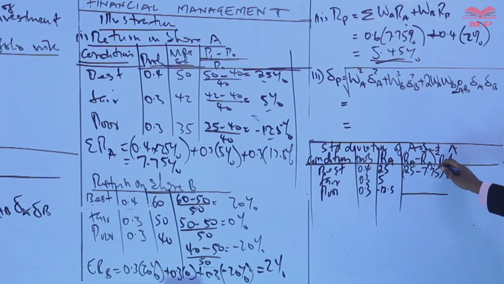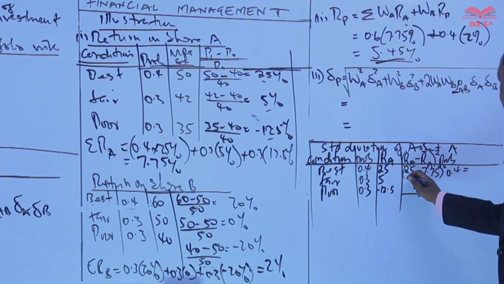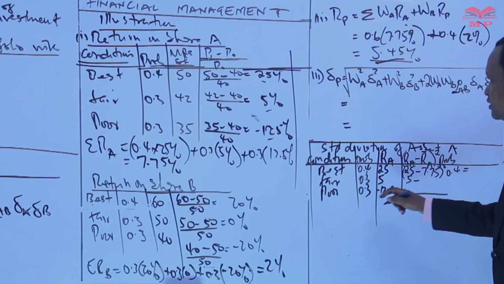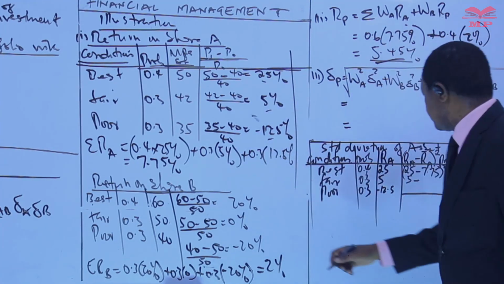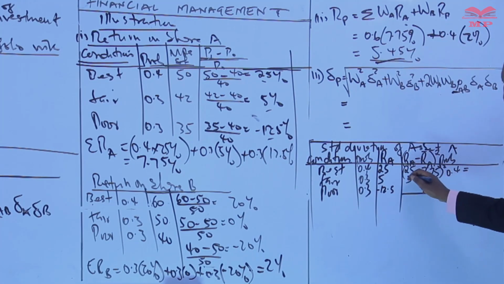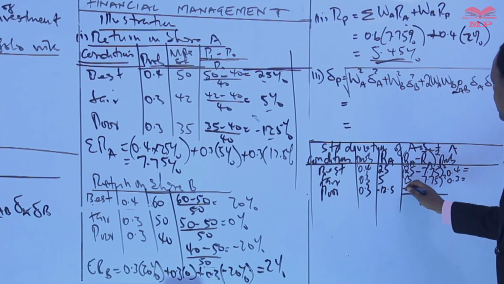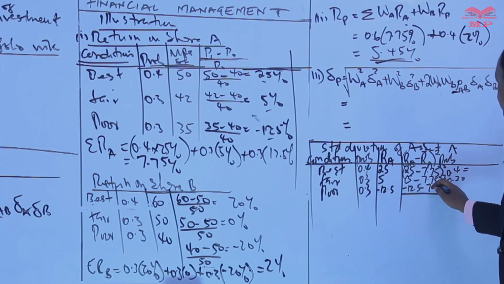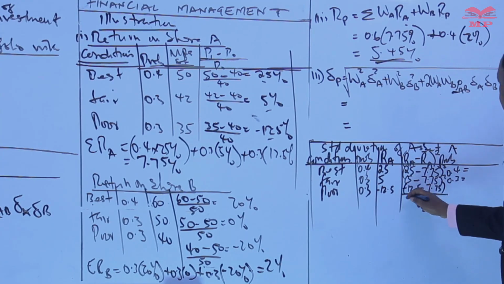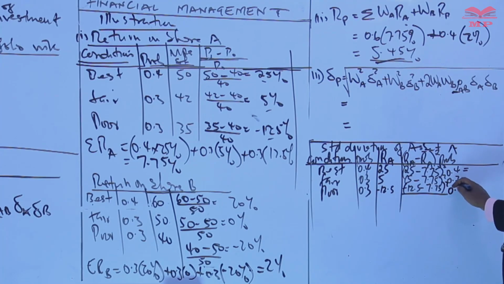20% square it times probability 0.4. How much is it? Next we have this 5 minus the 7.75, square the deviation times 0.3. How much is it? Negative 12.5 minus 7.75, square it times 0.3. How much is it? Give me this total. Get the values, get the totals.